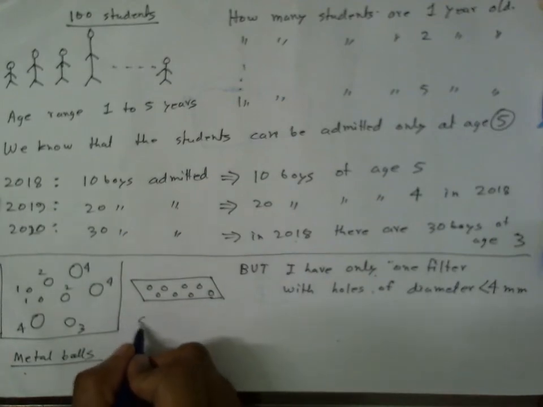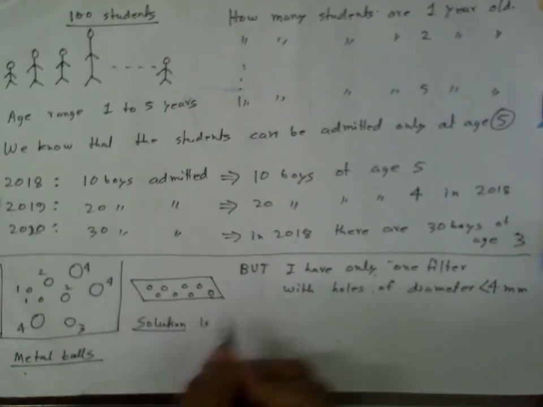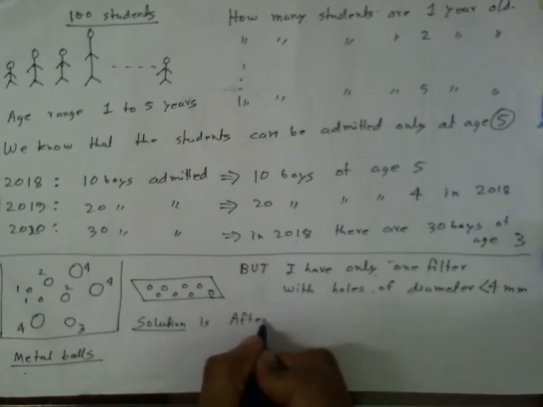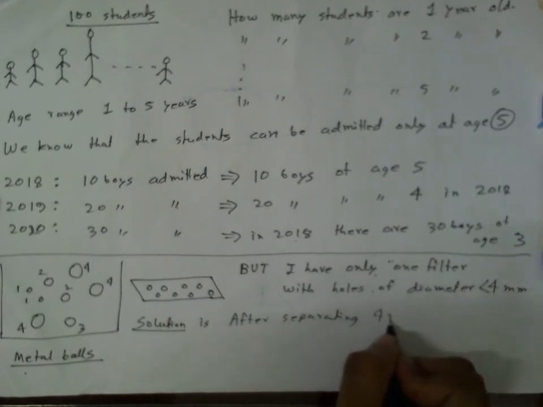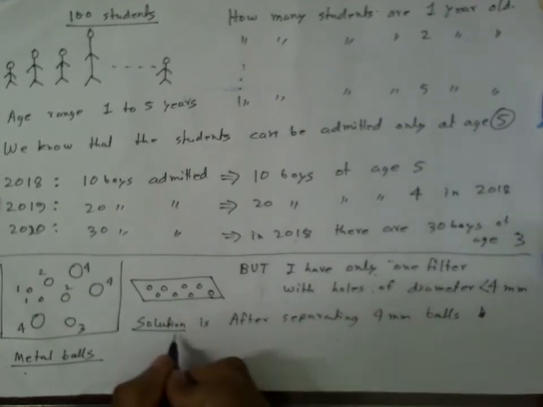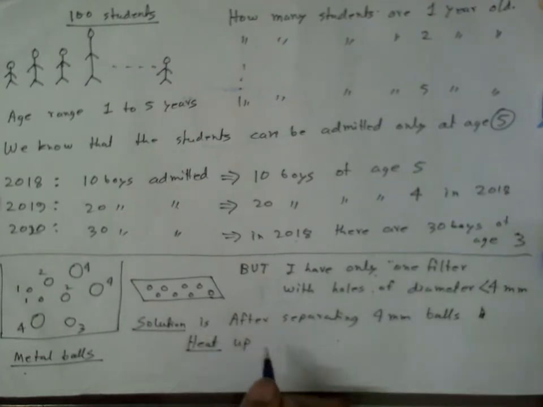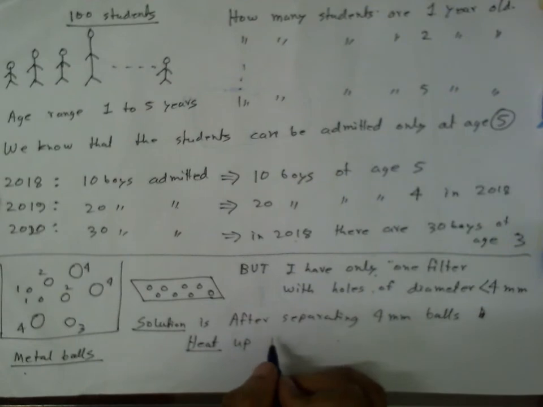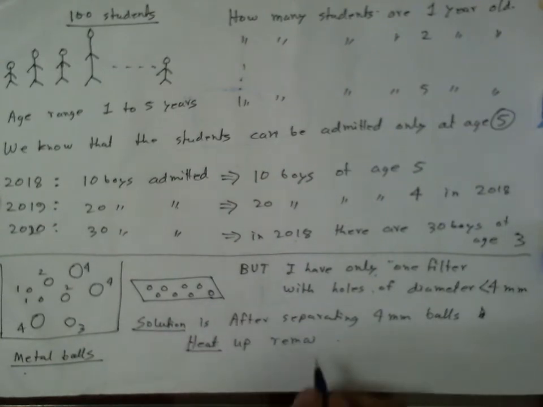The solution is, after separating the 4 mm balls, heat up the remaining balls, give some heat so that they expand, they grow due to the increase of temperature.